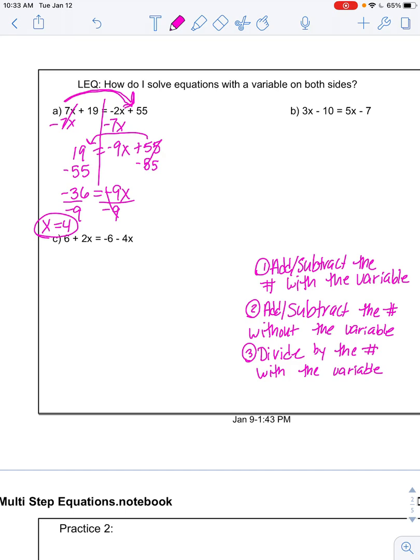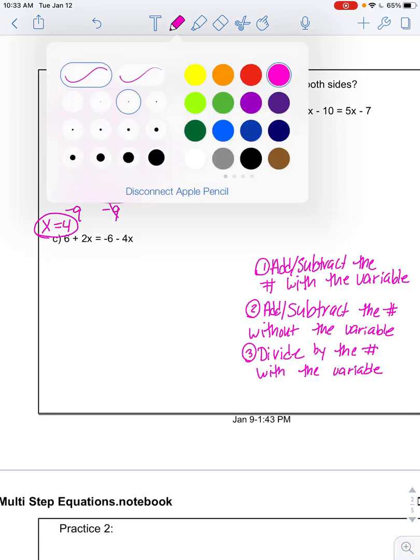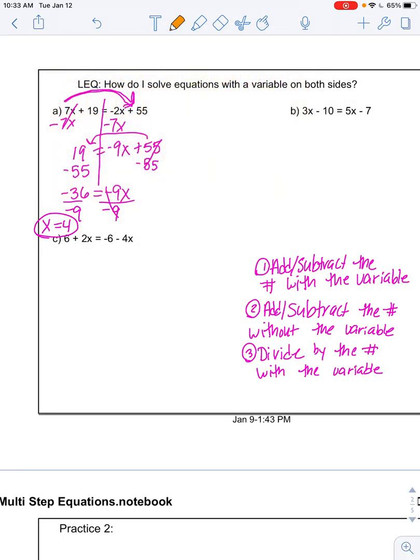Okay? So we're going to follow those same steps 1 through 3 to solve B. We have 3x minus 10 equals 5x minus 7. I'm first going to add or subtract the number with the variable on my left-hand side. The number with the variable is 3x, so I'm going to subtract 3x from 5x. Again, I need to keep my x's together. So on my left-hand side, I'm left with negative 10 equals 5x minus 3x is 2x. Bring down your minus 7.